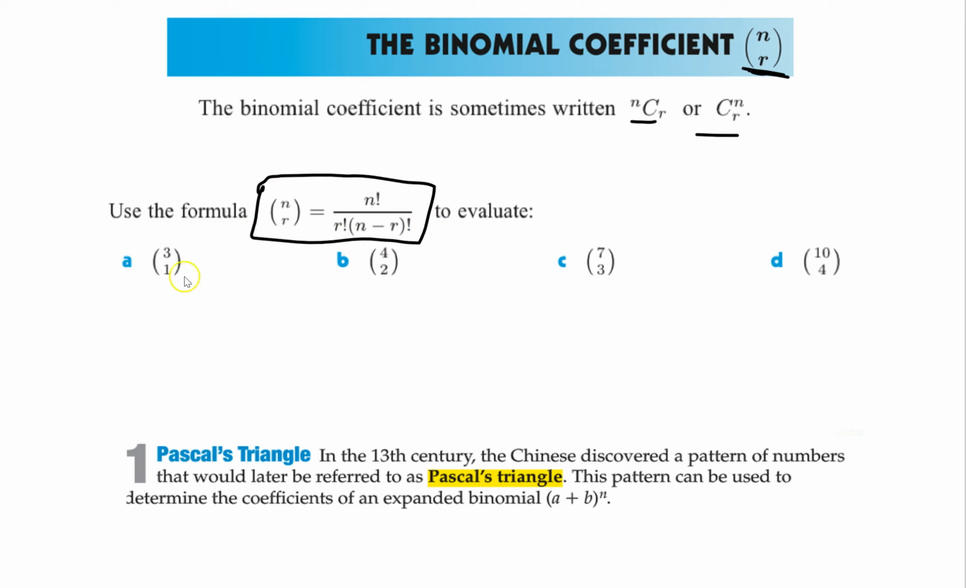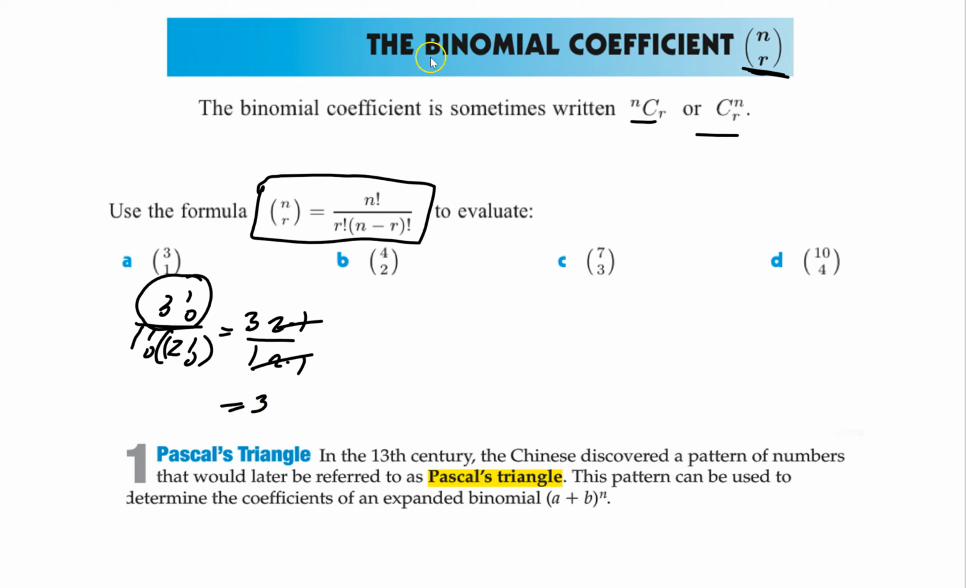So let's say I give you 3 over 1. Based on the formula, it's going to be 3 factorial over the bottom one, 1 factorial, times 3 minus 1, which is 2 factorial. Now the way we break this up is always the same way. You work with the higher number first. So 3 times 2 times 1 over 1 factorial, which is just 1, times 2 factorial, which is 2 times 1. Hey, these cancel. 3 over 1 is just 3.